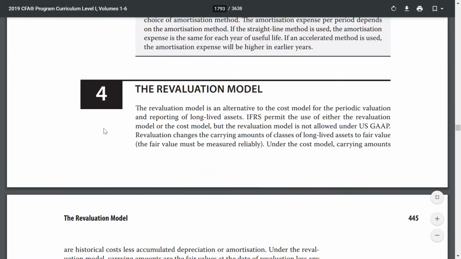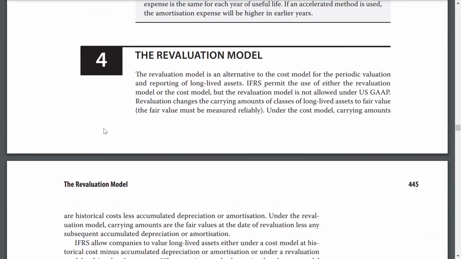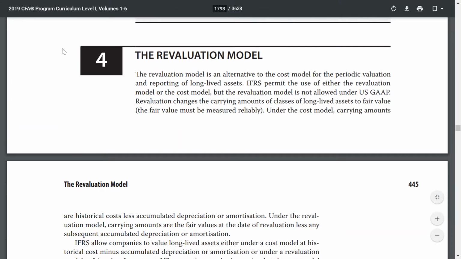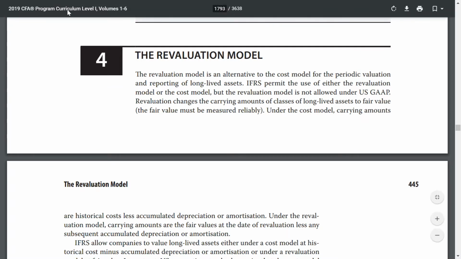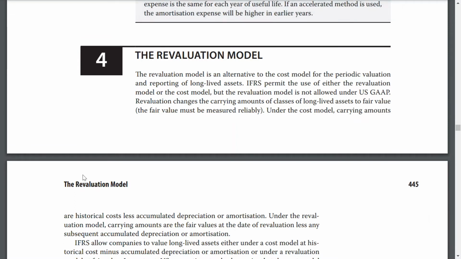The revaluation model. The revaluation model is an alternative to the cost model for periodic valuation and reporting for long-lived assets. IFRS permits the use of either the revaluation model or the cost model, but the revaluation model is not allowed under US GAAP. Revaluation changes the carrying amount for classes of long-lived assets to fair value.